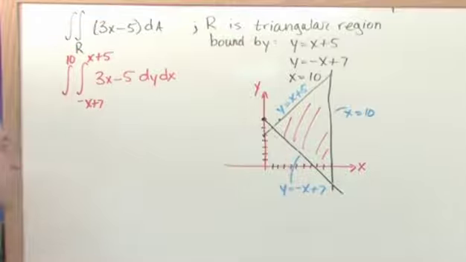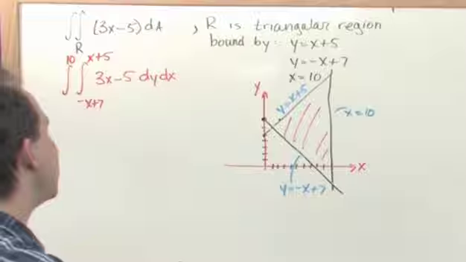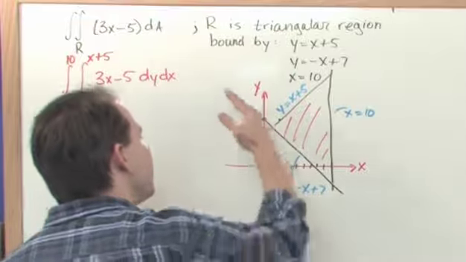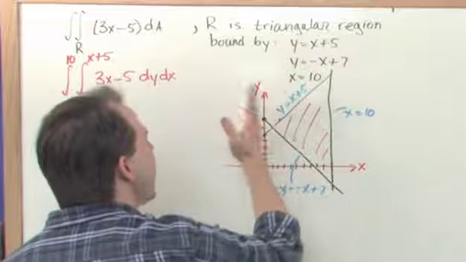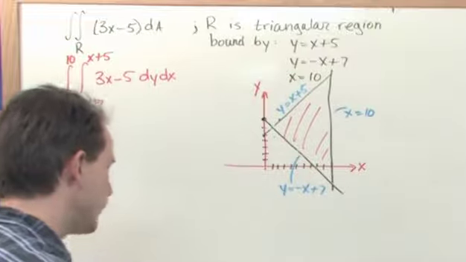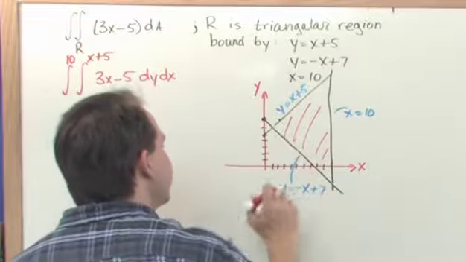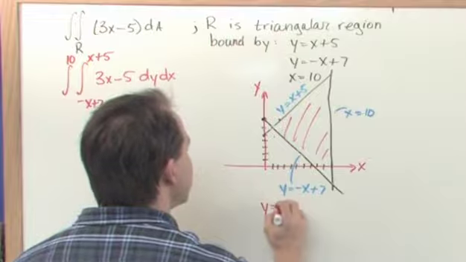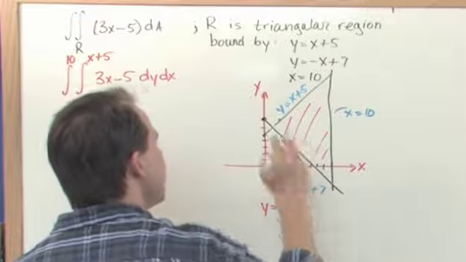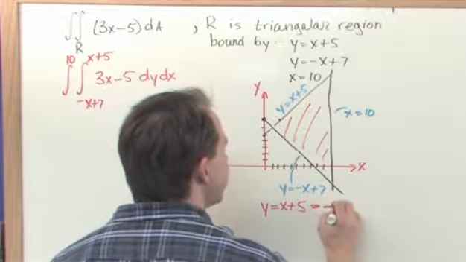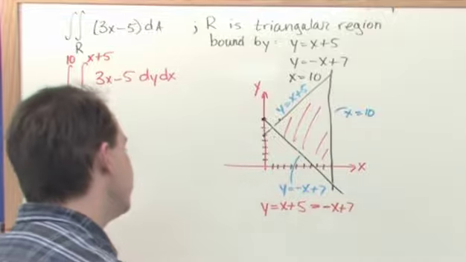But what about this point? Now I've graphed it, so it kind of looks like I can read it off the graph. But what I need to do is find out this intersection point, because I'm integrating along this area that's bounded by this region, so I've got to know what that point is here. So how do I find that? The intersection of these two lines is what I need to do. Y is equal to x plus 5, that's that line, is equal to y is equal to negative x plus 7. So that's equal to each other.